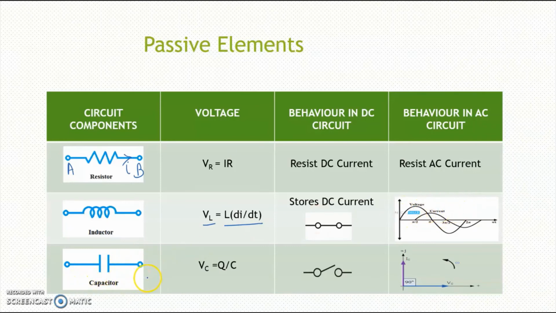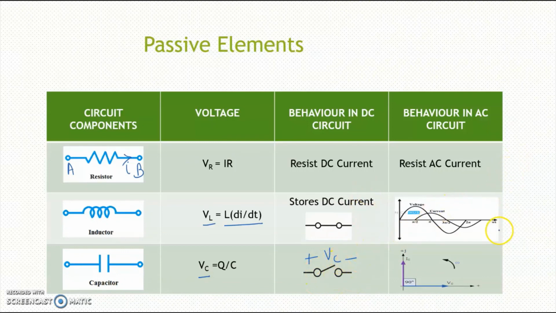Now the capacitor is also an energy storing element, and we find the voltage across the capacitor using this formula, the total charge stored by the capacitor value. Okay, we find the voltage across the capacitor. So in the case of DC circuit, it totally blocks the DC current. It doesn't allow the flow of charges, because it creates an opposite voltage equal to the supply voltage. Okay, so it opposes the supply voltage. That's why there will be no current through the circuit.